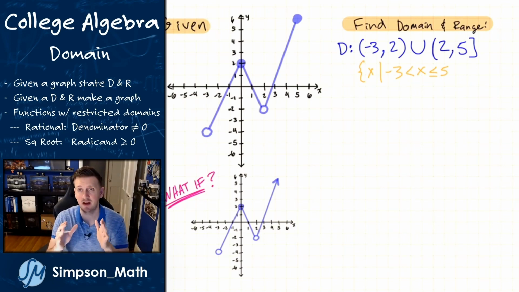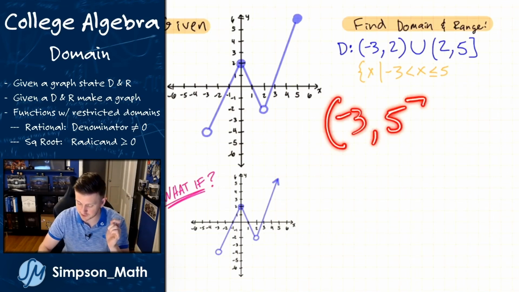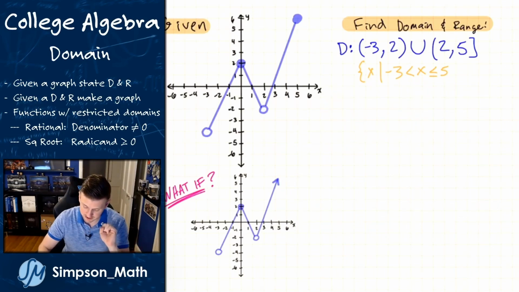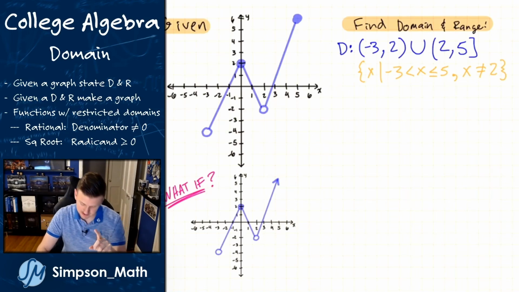That's very similar to that idea of -3 with the parentheses, comma, 5 square bracket. So that's that idea. If that hole wasn't there at 2, this is how I would write that. Notice we have a less than because it's not touching the -3, but a square bracket because it is touching the 5. And then put a comma, and x does not equal 2. I'm going to, in a second, spell out how you can think about this when we talk about range, but that's how that compound inequality works.